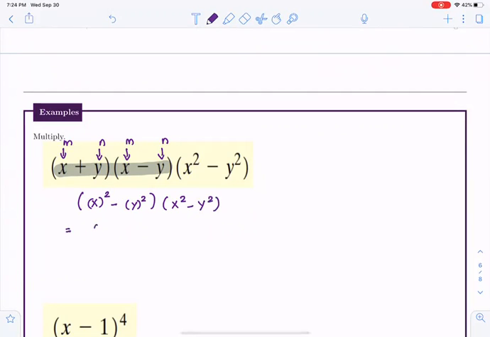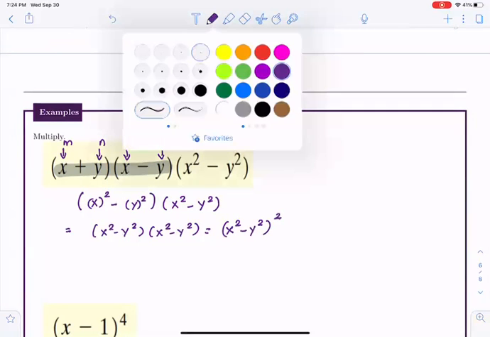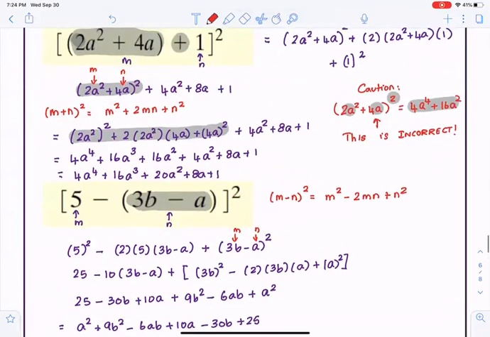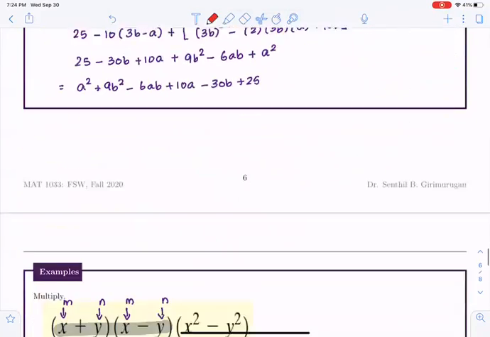So what I have now is x squared minus y squared multiplied by x squared minus y squared. And we all know 2 times 2 is 4, 5 times 5 is 25, or 5 squared. So x squared minus y squared multiplied by x squared minus y squared is x squared minus y squared whole squared. Now that is another special product. If I call that m and that n, m minus n squared, that goes back to the special product that we did in the previous problem.